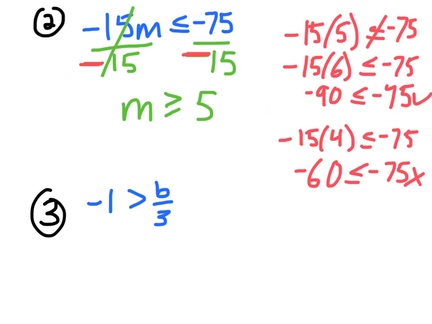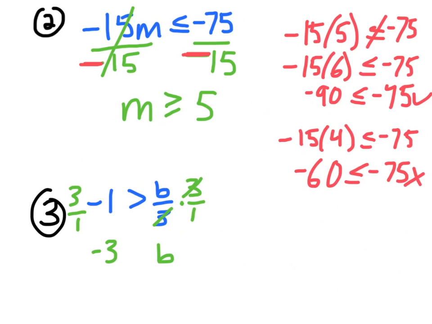The last example I'll do for you is number 3. We have -1 is greater than b divided by 3. The inverse operation here, since we have b divided by 3, is to multiply by 3/1 on both sides. Our 3's cancel out, so we're left with just a b on the right, and we have 3 times negative 1, which gives us negative 3 on the left.